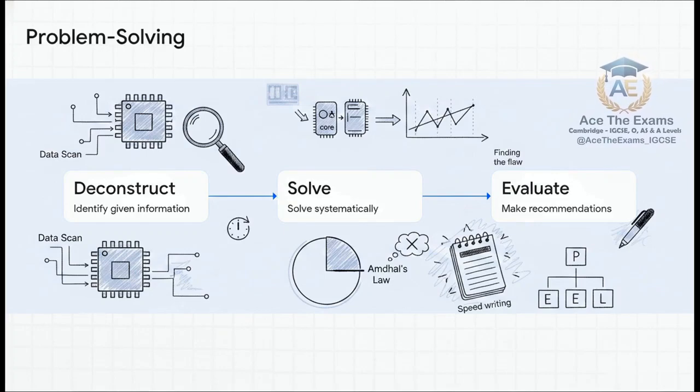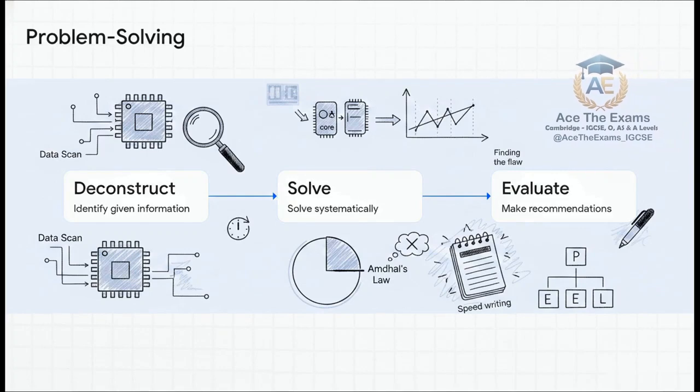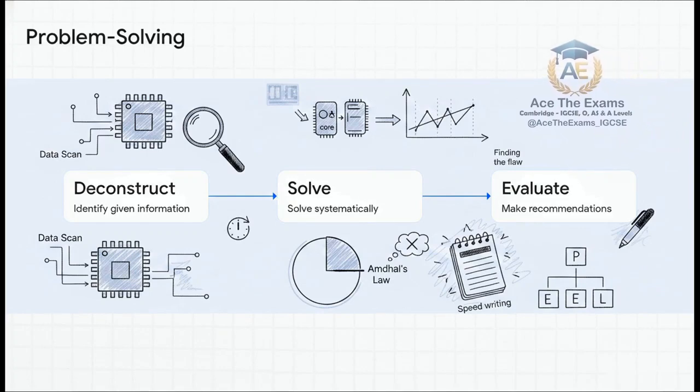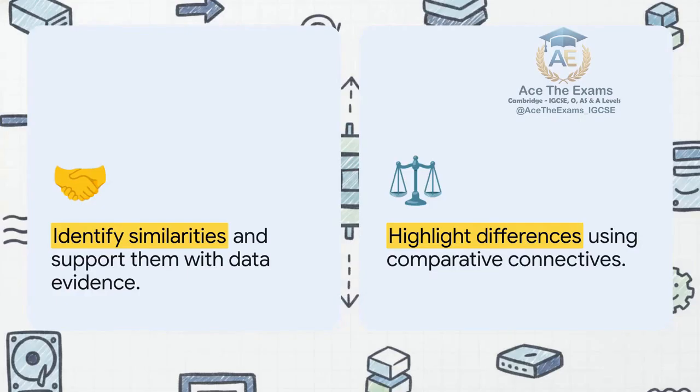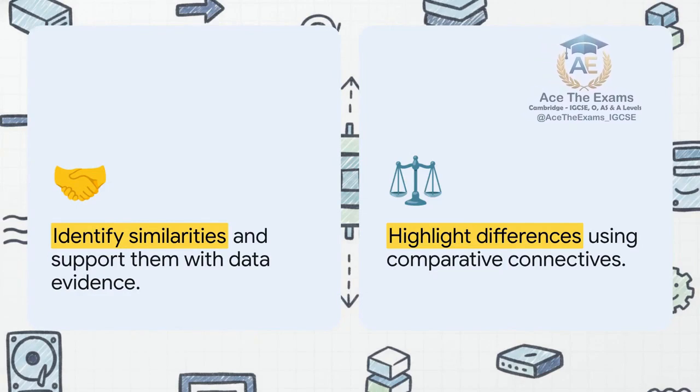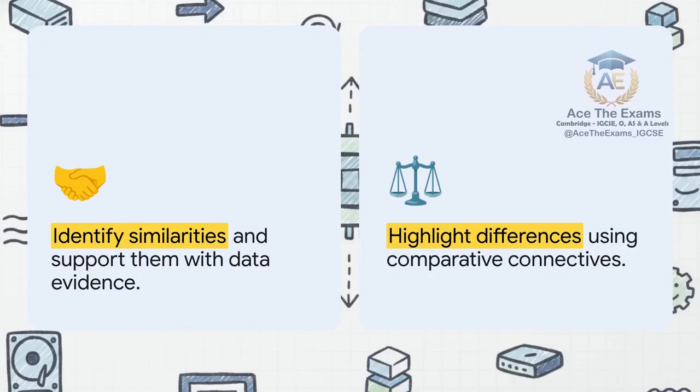Which brings us to challenge 3, speed writing. Imagine you have a 30-second timer to write one perfect PEEL paragraph evaluating 2 different processors, checking for reasonableness, and making justified recommendations. How do you do it? You do it by making sure comparative analysis is your secret weapon. True comparative analysis requires identifying both similarities and differences. But listen to me carefully. It's how you write them that gets the mark.